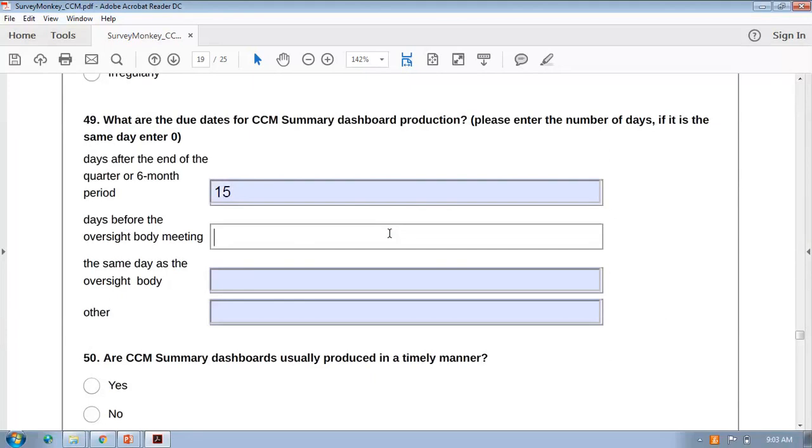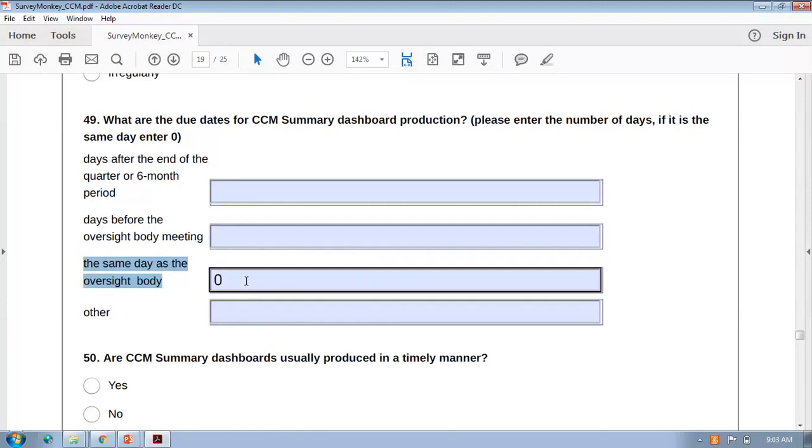And so it's usually a number. It's 15 days after the end of the quarter, or 45 days after the end of the 6-month period, or if that's not the deadline, maybe it's a number of days before the oversight body meeting, like it's 5 days before or 2 days before. But in some cases, they only produce the CCM summary the same day as the oversight meeting. In that case, please enter 0. The computer will not accept a tick mark. You need to enter 0 here if they produce the CCM summary the same day as the committee meeting.